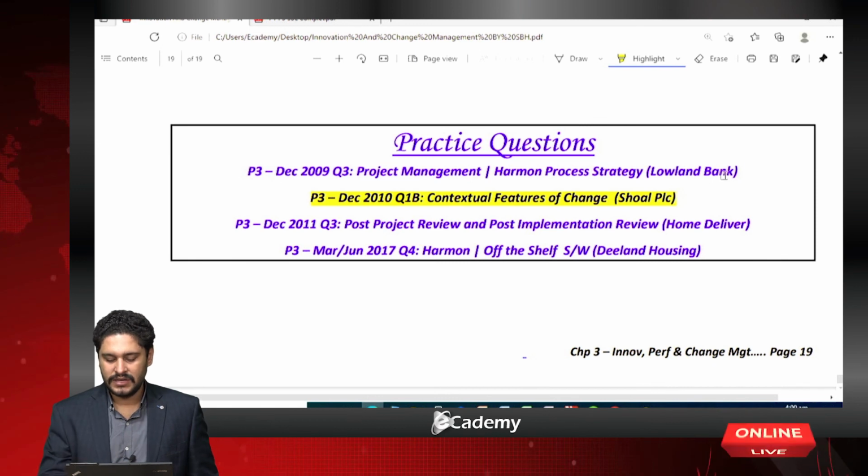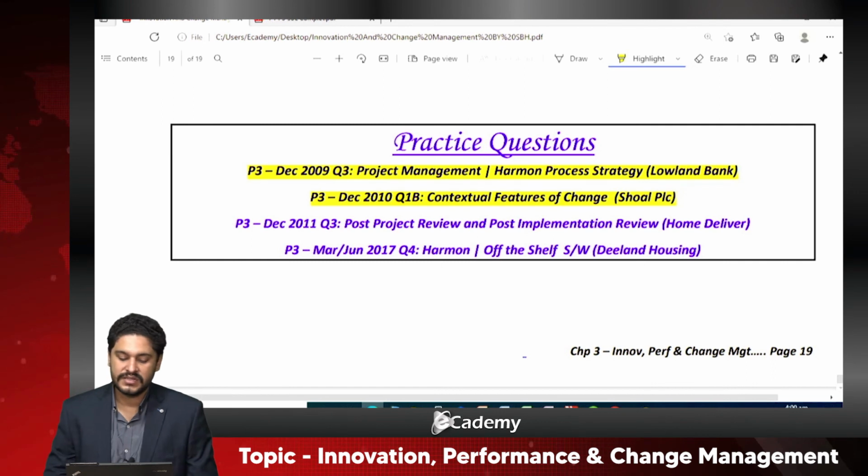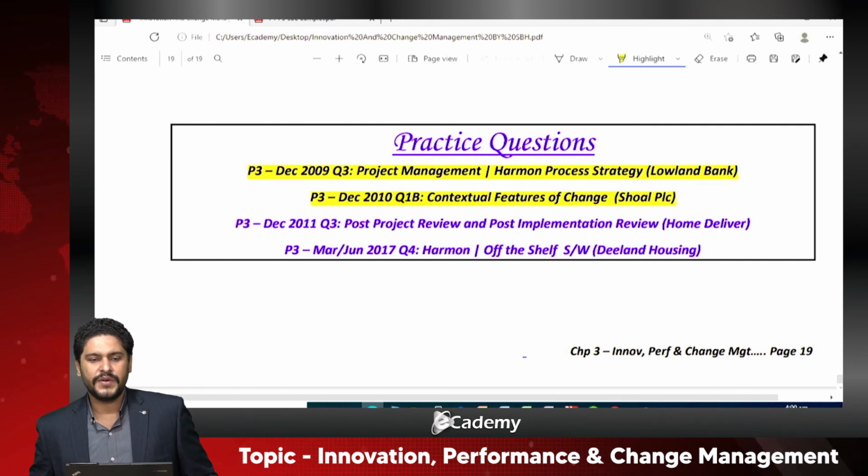That question is the Lowland Bank and Harmon process strategy, project management. I would request you to please go through this question and make sure that once you have gone through this question, you will have a greater insight of how this question is being written, and write the answer to this question, and then we'll be moving forward with the other part.